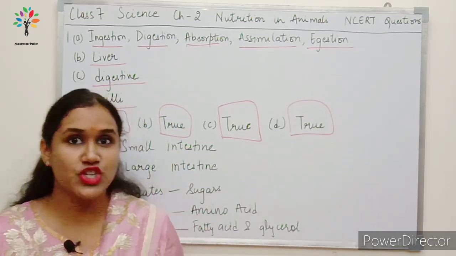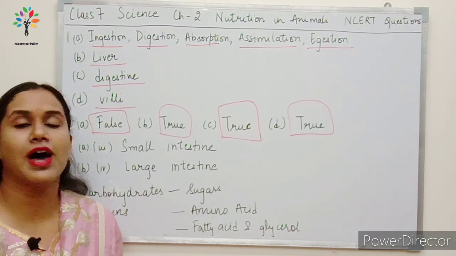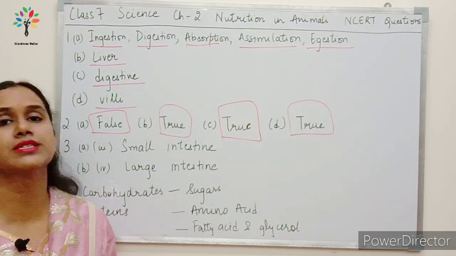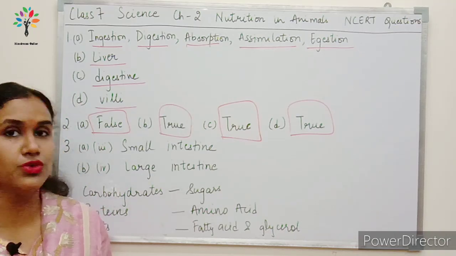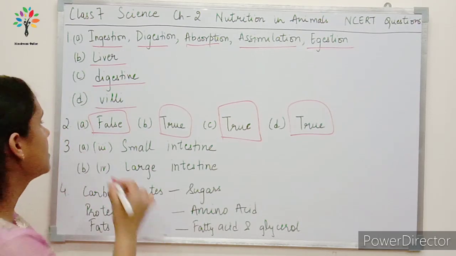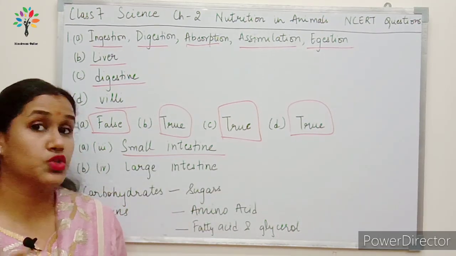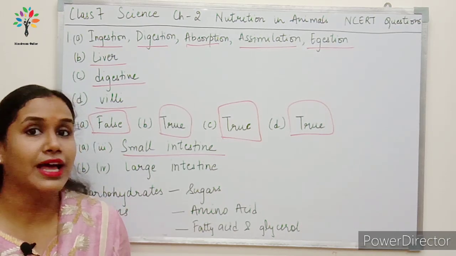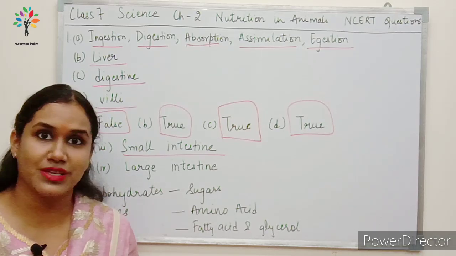Coming to the third question, which is the MCQ. In this question, you have to tick mark the correct option. So the first question says, fat is completely digested in. Out of the options given, the third option, that is the small intestine, is the correct option. If you remember, the fats are broken down in the small intestine, and in the small intestine the complete digestion of food takes place, right?